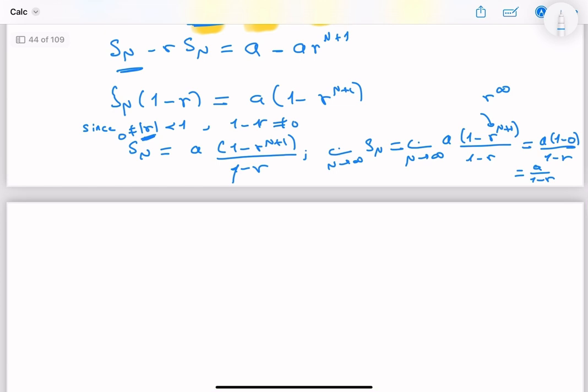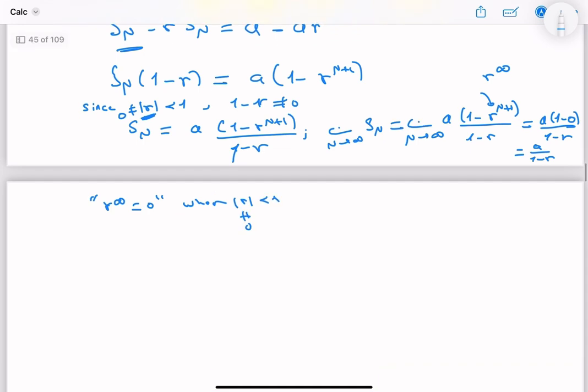And I know that you are comfortable with limits now, but it might be that it's not clear to you why, quote unquote, r to the infinity is 0 when r is less than 1. So let me state this limit and prove it real quick, because it might not be clear to some people. Why is the limit of r to the n as n tends to infinity equal to 0 if r in absolute value is strictly less than 1, not equal to 0? Well, if it's 0, it's evident.